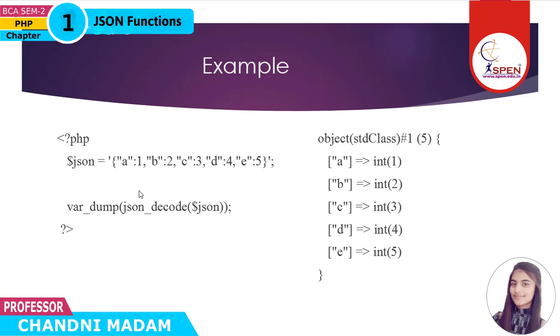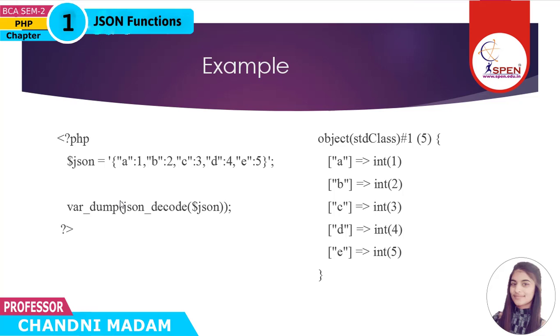Here is the example. Here the JSON values are A1, B2 and E5. Here we will use the json_decode function and pass our JSON data. So it converts our JSON data into PHP data. So we will use var_dump.